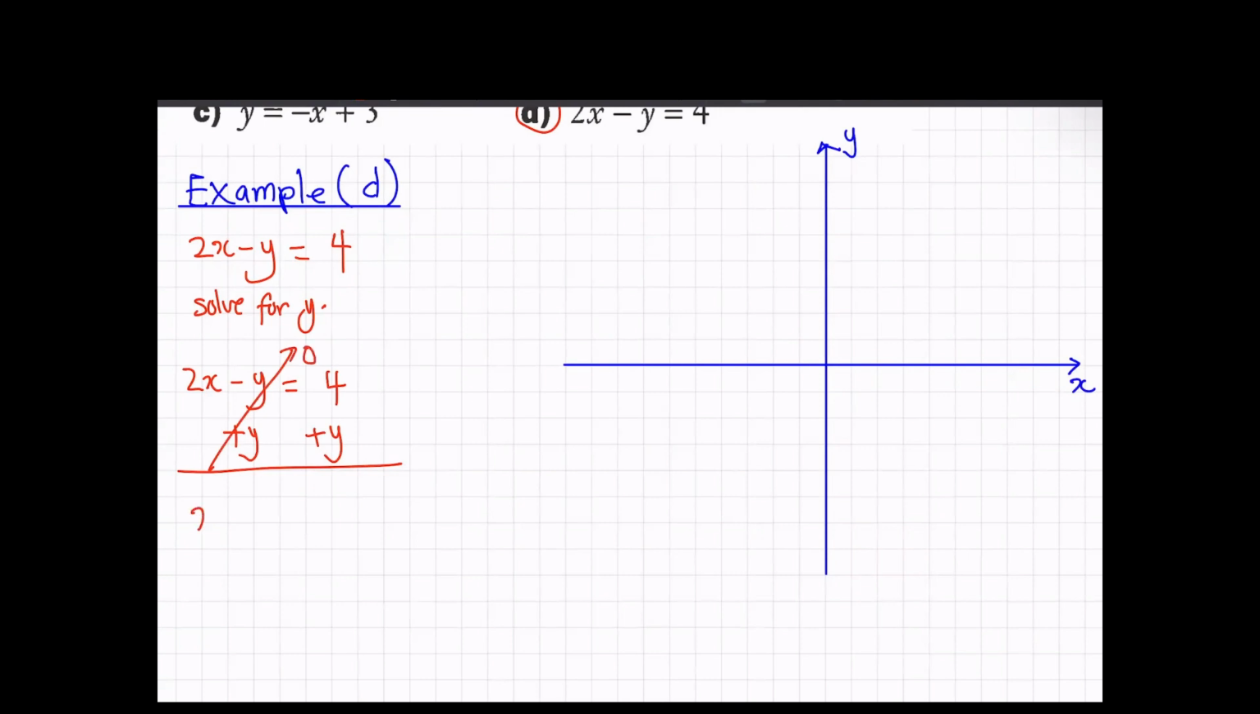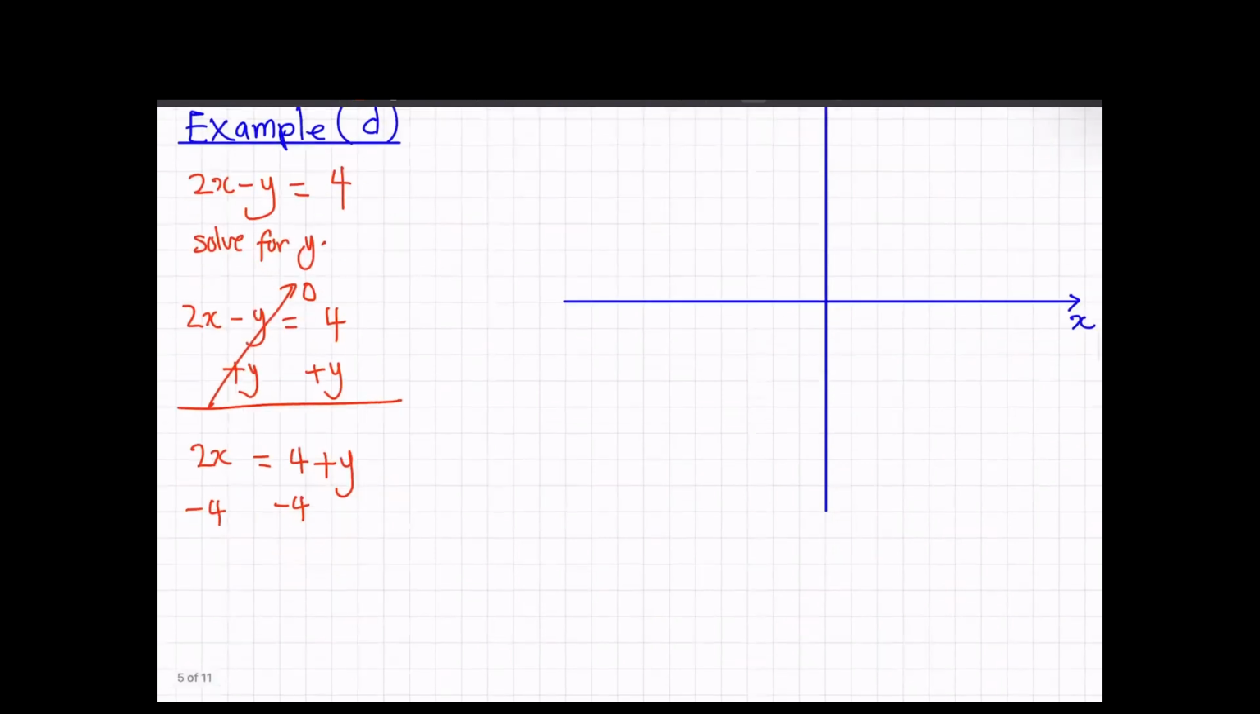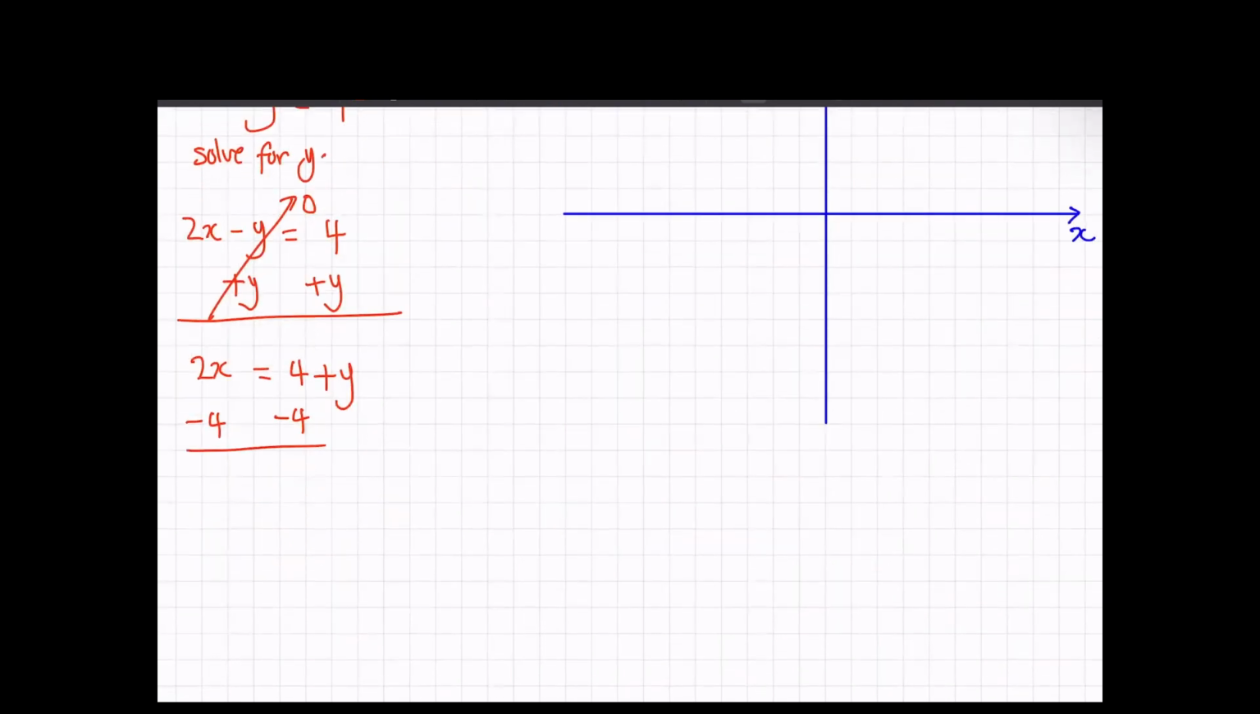And so this is just 2x is equal to 4 plus y. And then you can move that over, or you can just subtract 4 on both sides. By doing so, you get that y is now 2x minus 4. And this is what we need to use to make a table of values.